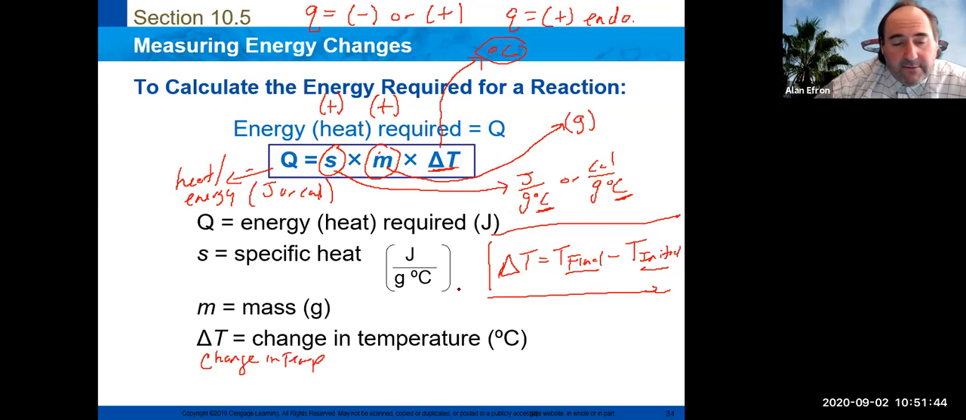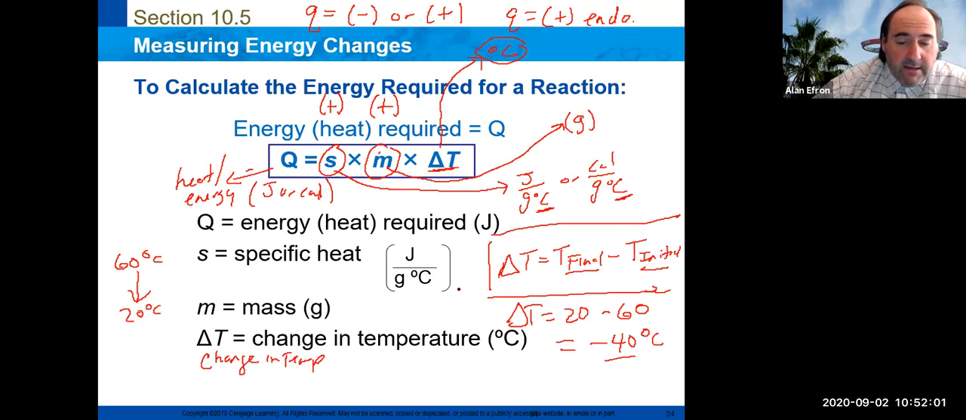Now, if the opposite was true and our temperature started at 60 degrees and we threw it on ice and we ended at 20 degrees, when we do our change in temperature, it technically should be 20 minus 60, which gives us minus 40 degrees in this example. The minus part here, because the rest of these guys are positive, will turn our Q into a negative number, which means it would be exothermic, which is also what we would expect it to be in this situation.